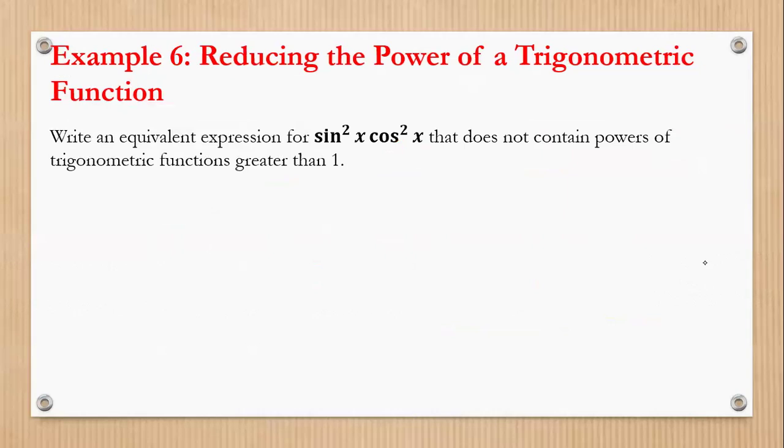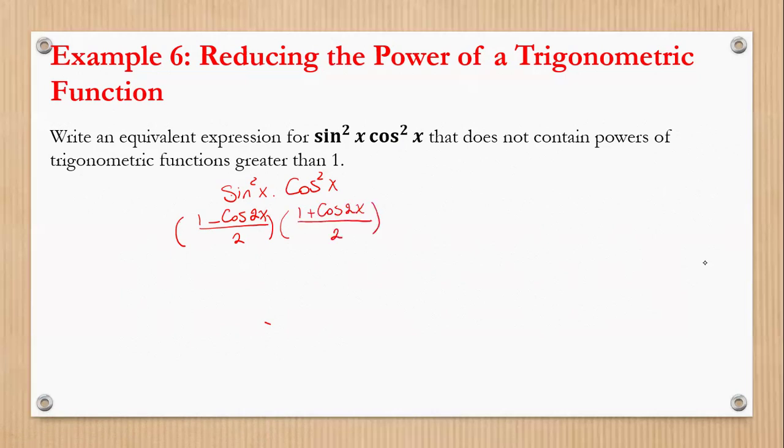Another example, it says, write an equivalent expression for sine square cosine square that does not contain any powers again. So for sine square and cosine square, we have formulas, so we can replace them. For sine square, we have one formula, which is 1 minus cosine of 2x, double angle, over 2. For cosine square, we have a formula of 1 plus cosine of 2x over 2.